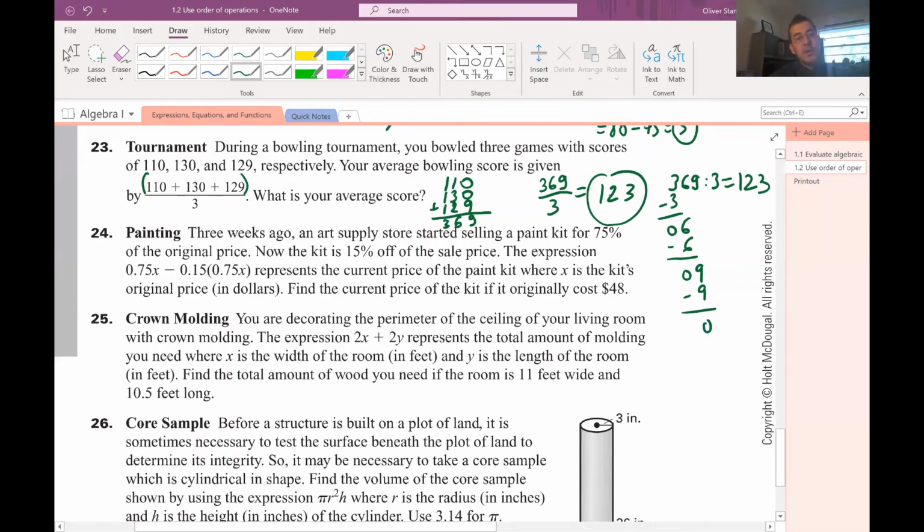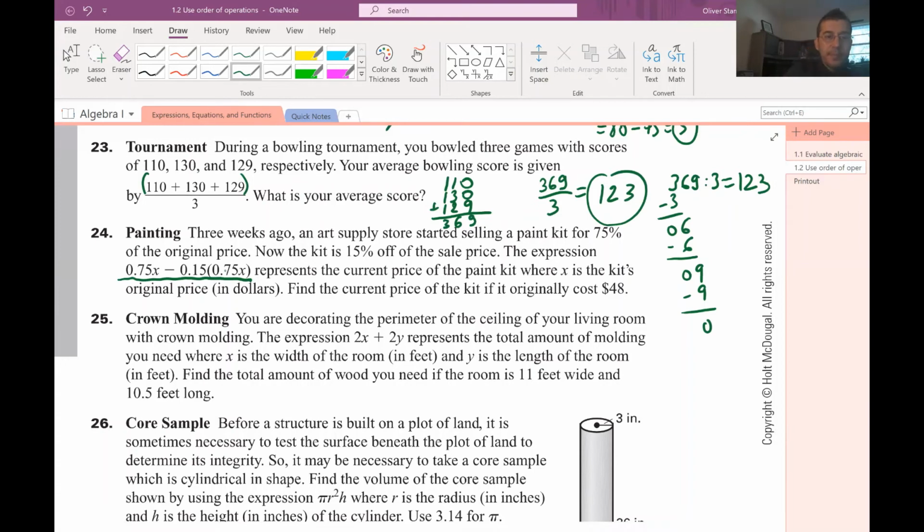24. Painting. 3 weeks ago, an art supply store started selling a paint kit for 75% of the original price. Now the kit is 15% off of the sale price. The expression is given by this right here, which represents the current price of the paint kit, where X is the kit's original price in dollars. Find the current price of the kit if it originally costs $48. Okay, so what we have to do here is substitute $48 for X in the expression and solve the expression.